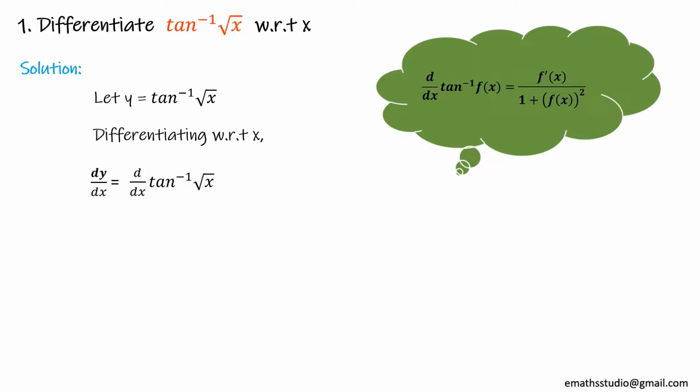Earlier we have discussed it is f dash of x upon 1 plus f of x the whole square. Somebody may have doubt, what is f of x? See, f of x is whatever the function inside tan inverse. So here you have f of x as root x.